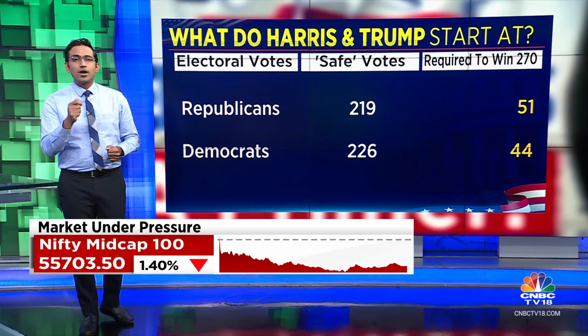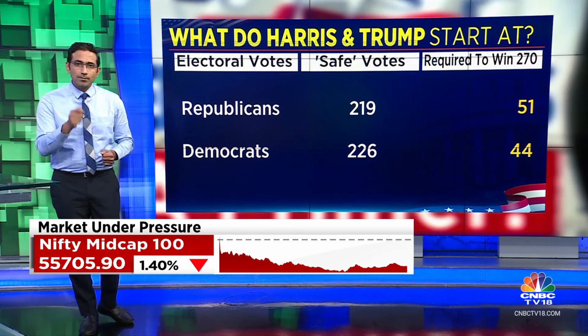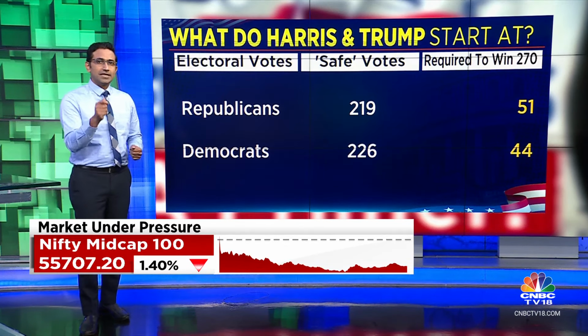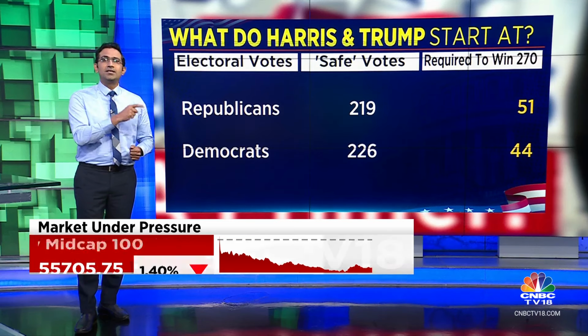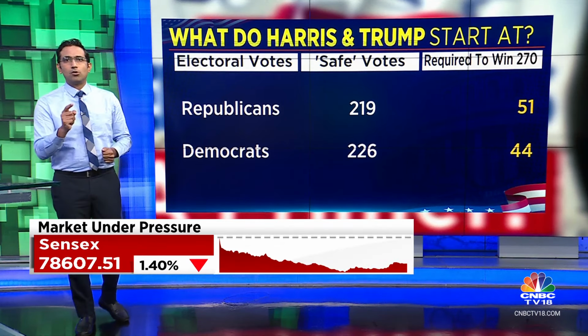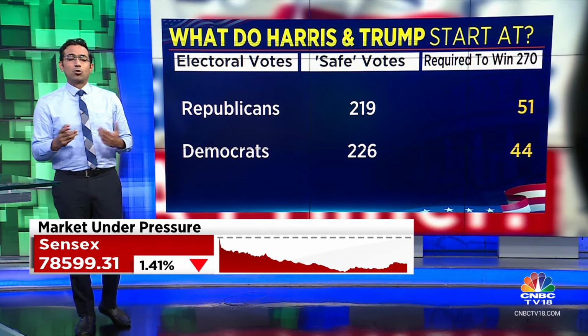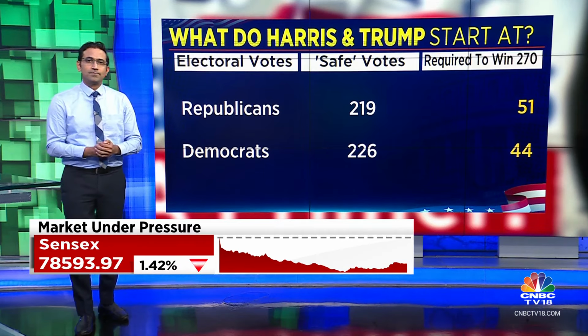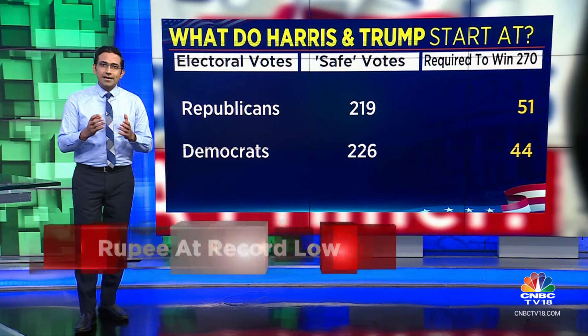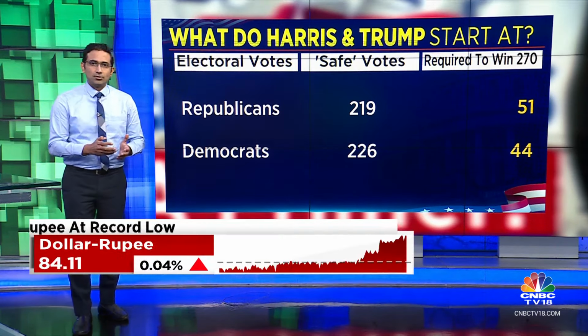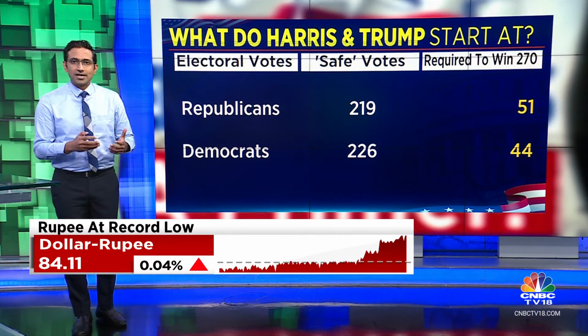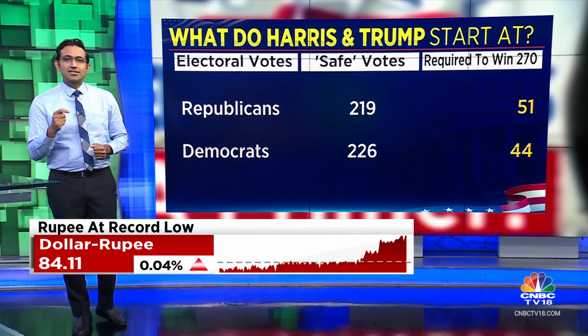But you need 270 or more to win the election. So Republicans then need 51 more electoral votes to reach 270. Democrats need 44 more to reach 270 electoral votes and hence win the election. Now, because of the safe seats for both Republicans and Democrats, which we will assume will vote the same way, the swing states come into play.